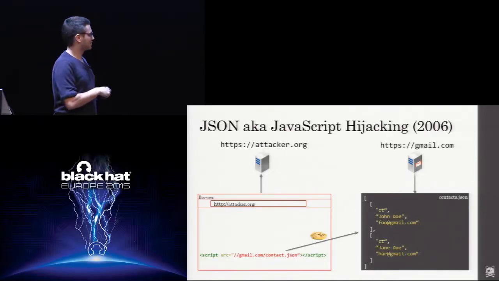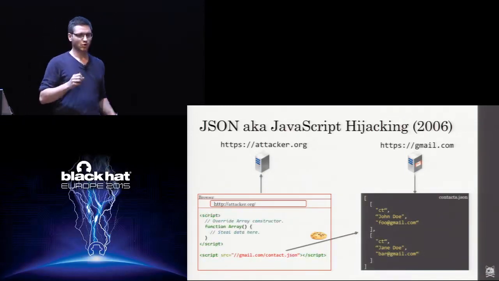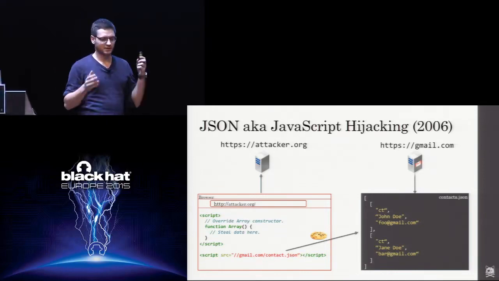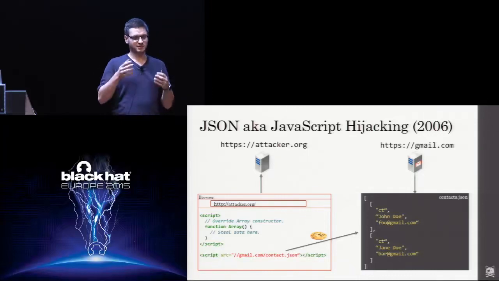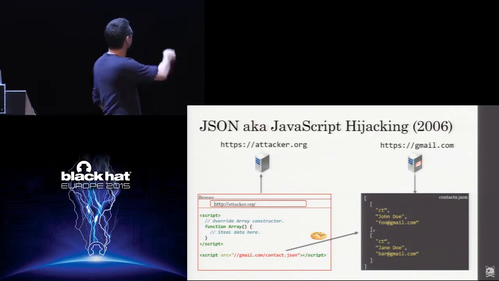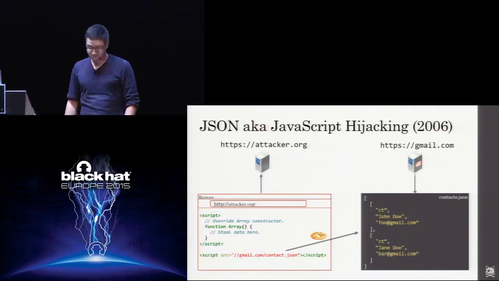However, there was a bug back then, which would actually allow you to override the array constructor. That means, in this case, the file would be included, and then the JavaScript parser would say, oh, this is a new array, so now I have to invoke the array constructor, and thereby in here you could easily steal this secret data.